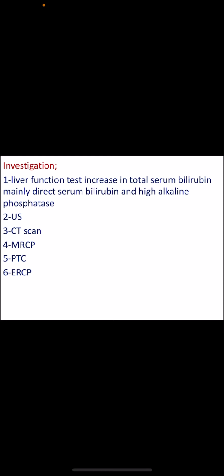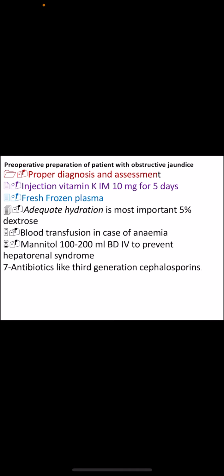CT scan if there is a tumor of the head of the pancreas, because the pancreas is a retroperitoneal structure. Here CT scan is a very vital test for the diagnosis of the tumor of the head of the pancreas. MRCP we talked about MRCP, and we talked about ERCP. These are the ways to diagnose, to investigate a patient with obstructive jaundice.